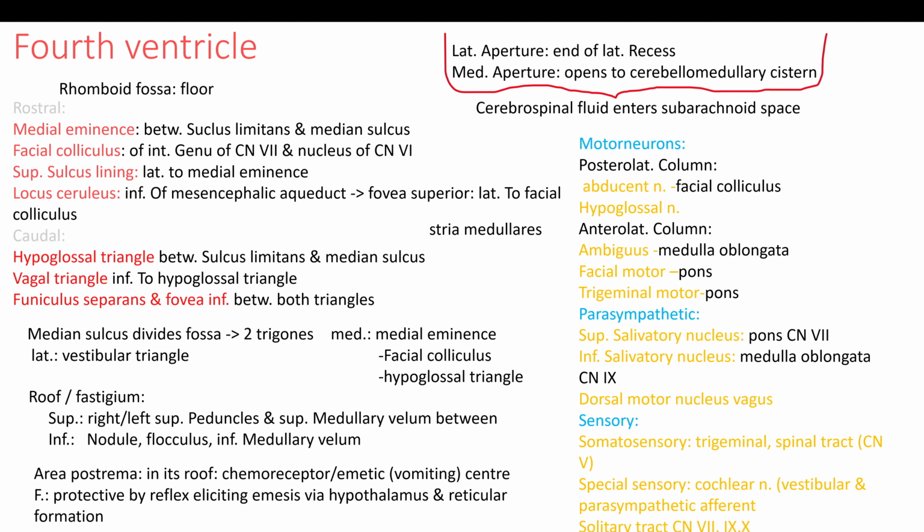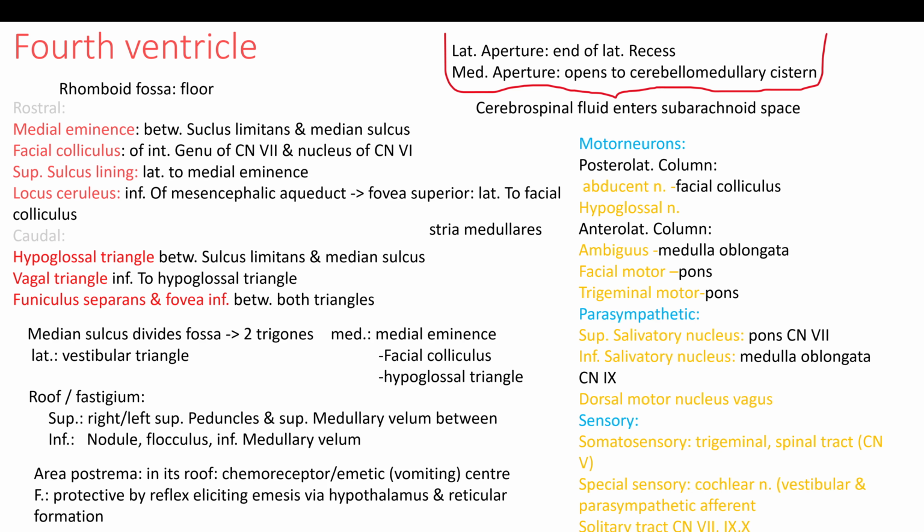Rostral part has the medial eminence, an elevation located between the sulcus limitans and median sulcus, and the facial colliculus, a bulge produced by the internal genu of CN VII, nucleus CN VI. Upper part is the sulcus limitans, a shallow groove, located lateral to the medial eminence. Then there's the locus coeruleus, a shallow furrow, inferiorly extending to the mesencephalic aqueduct to the fovea superior, laterally to the facial colliculus.